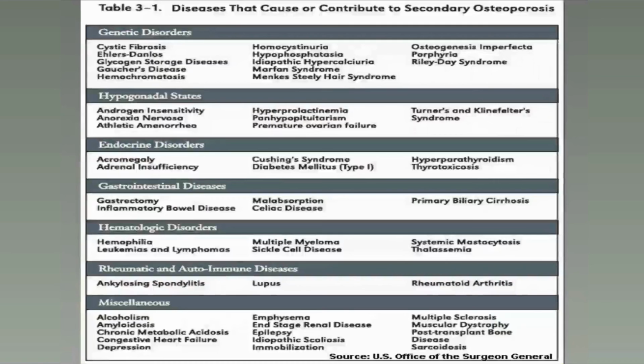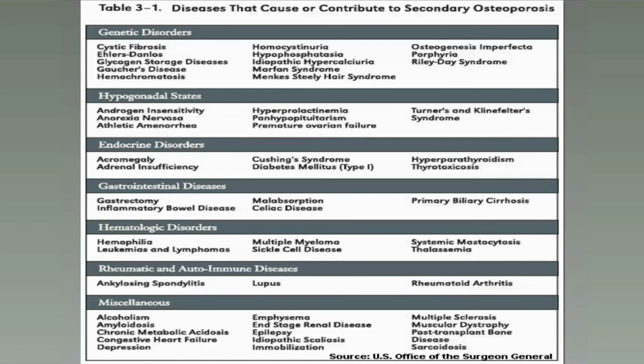Now, there are diseases that cause or contribute to secondary osteoporosis. There are some genetic disorders that have a higher prevalence of sedentary lifestyle that is associated with accelerated osteoporosis. And you see Ehlers-Danlos and cystic fibrosis and glycogen storage diseases and Gaucher's disease and hemochromatosis and homocysteinuria and hypophosphatasia and idiopathic hypercalciuria. There are also hypogonadal states where the androgens are low, either because they're not being made or the wrong ones are being made. There are endocrine disorders, hormonal disorders that are associated with accelerated or more rapid osteoporosis. And there are gastrointestinal diseases, including, of course, gastrectomy, but also inflammatory bowel disease and malabsorption syndromes and celiac disease and primary biliary cirrhosis.